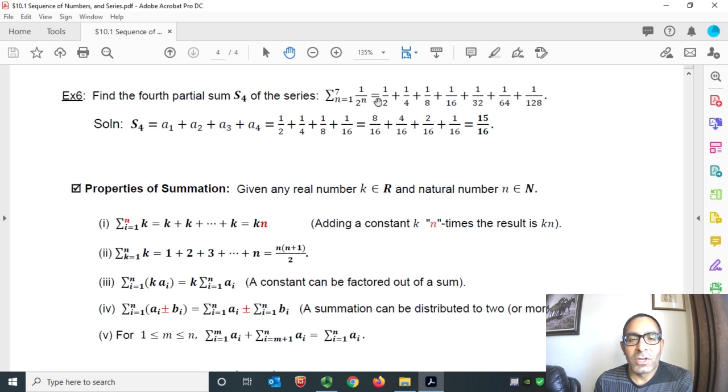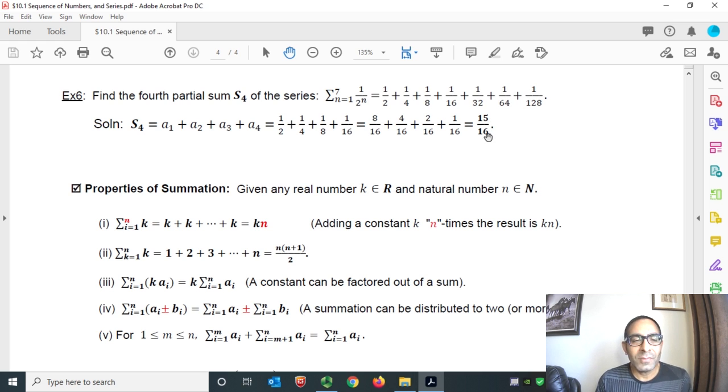So S4 equals the sum of the first 4 terms. By formula, a1 plus a2 plus a3 plus a4, this equals 1/2 plus 1/4 plus 1/8 plus 1/16. Let's add these fractions, make the same LCD. So here multiply by 8 over 8 to the first term. To the second term, multiply by 4 in numerator and denominator. To the third term, multiply by 2 on top and bottom. And then the LCD is 16. Then add 8 plus 4 plus 2 plus 1. Simplifying, it gives us the fourth partial sum S4 equals 15 over 16.